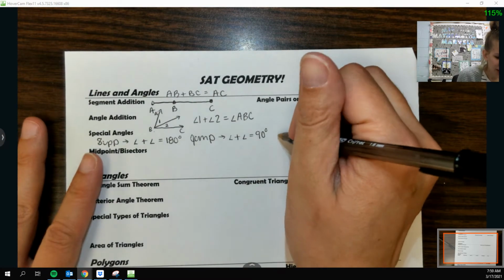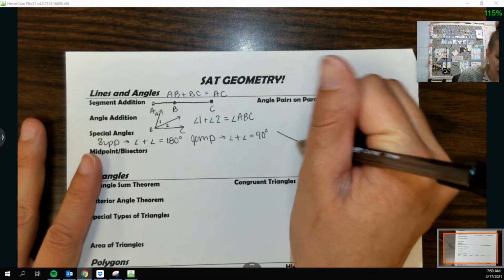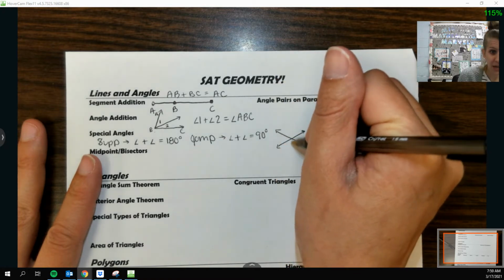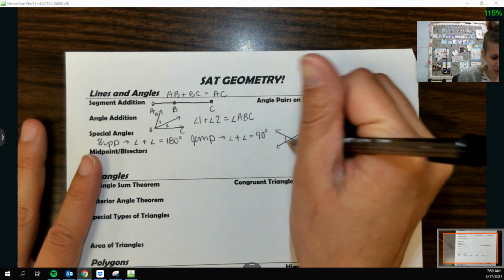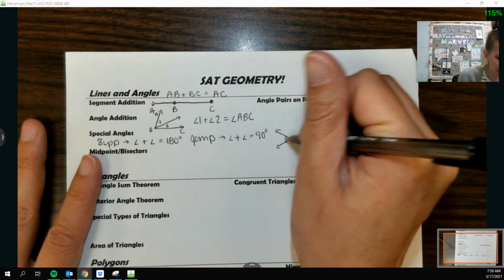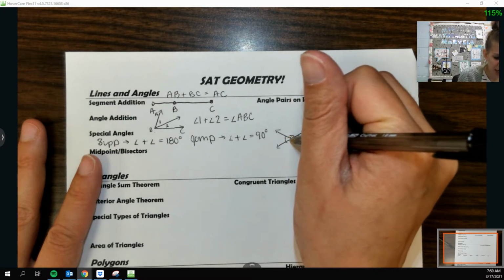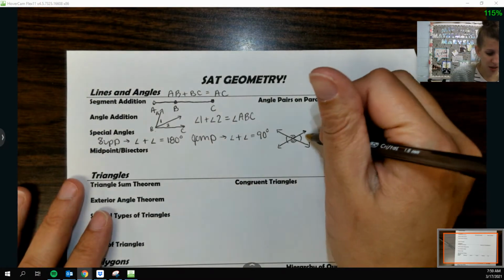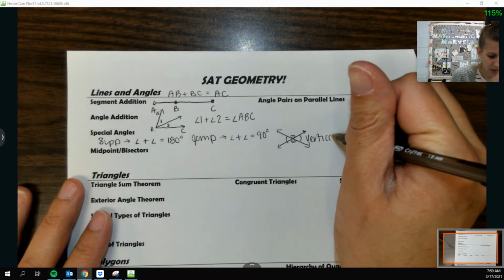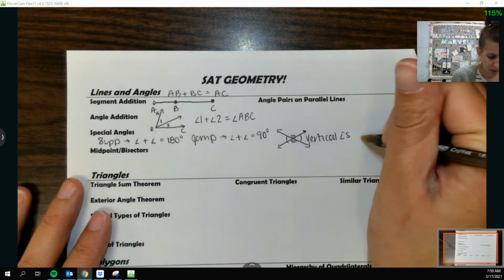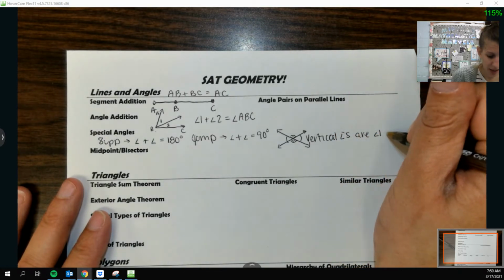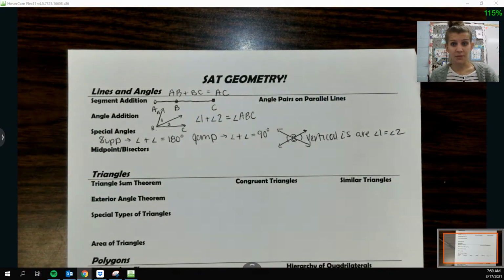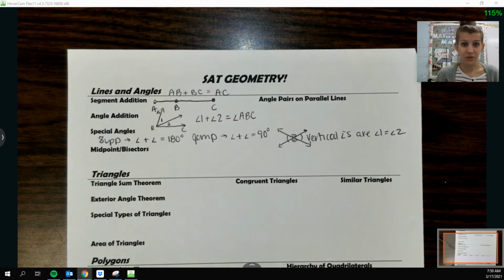And then another type of special angle is actually a vertical angle pair, which vertical feels like it should be up and down. And it is, but it's also this way as well. These angles are congruent to each other, or the same measure, and the top and bottom angles would be as well. So vertical angles are equal. So angle 1 equals angle 2. So instead of adding up, I put one angle on one side, one angle on the other. They're equal to each other, and I can solve for things.